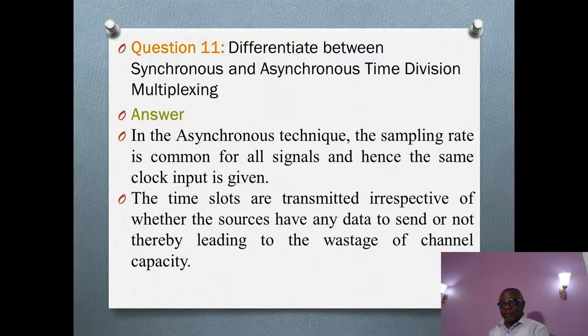So we are saying in the synchronous, assuming you have 5 different channels to get information from to transmit, it will sample all 5 of them. Even if there is no information for any of them to transmit, it will still allocate its space and transmit nothing on its behalf. So at the end of the day, it wastes the channel capacity. We will see an illustration very soon.